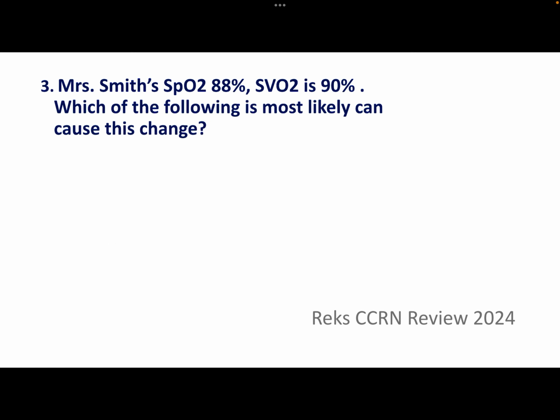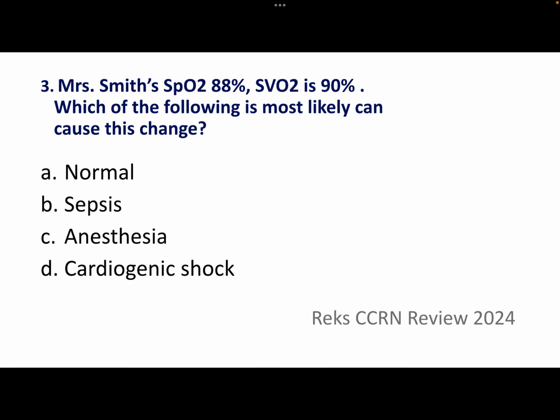Question number 3. Mrs. Smith's saturation is 88%. SVO2 is 90%. Which of the following is most likely to cause this change? Option A. Normal. Option B. Sepsis. Option C. Anesthesia. Option D. Cardiogenic shock. The answer is B. Sepsis.